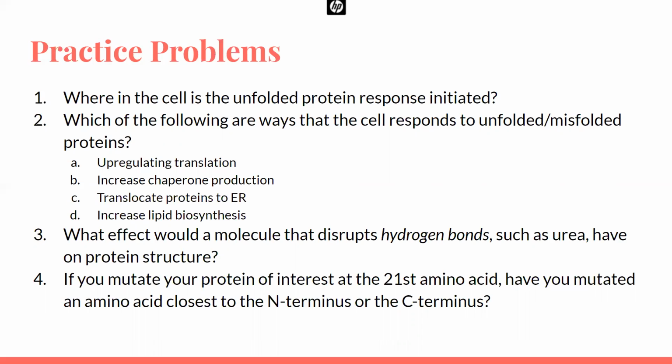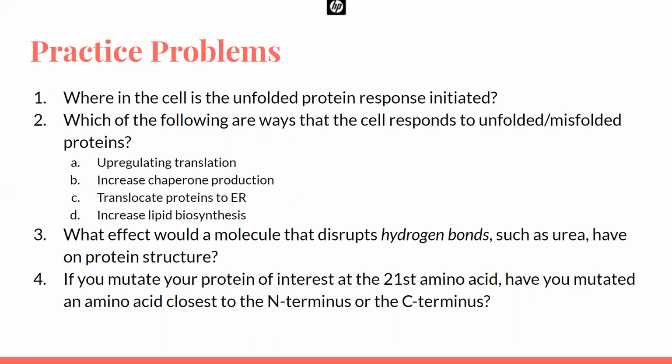Okay, so number two, which of the following are ways that the cell responds to unfolded or misfolded proteins? A, upregulating translation, B, increase chaperone production, C, translocate proteins to the ER, or D, increase lipid biosynthesis. Would it be A and D? Oh wait, sorry, not A. B and D. Yep, B and D.